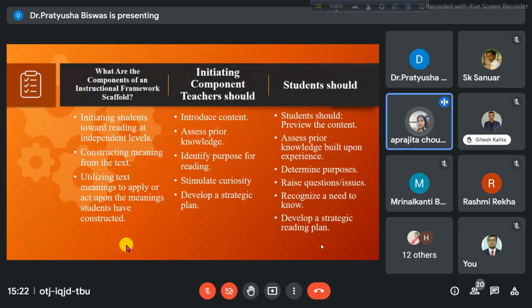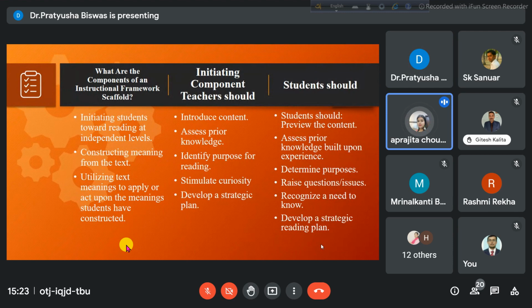Okay, this is the one you want me to read. Initiating students towards reading at independent levels, constructing meaning from the text, utilizing text meaning to apply or act upon the meaning students have constructed. Okay, so can you just discuss what you have understood?